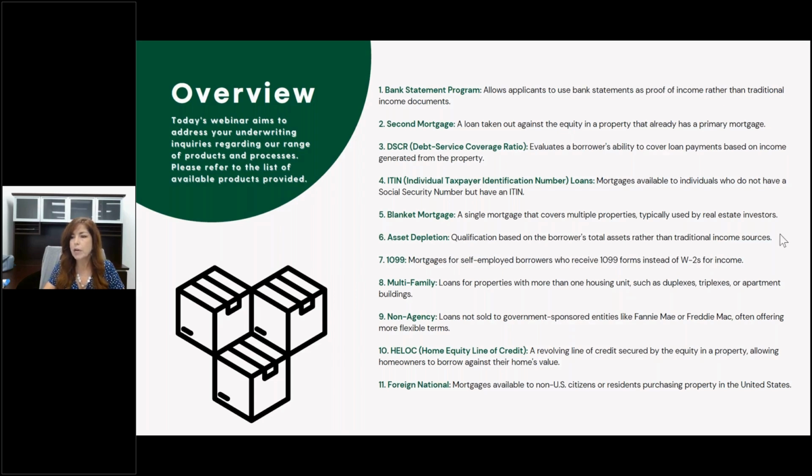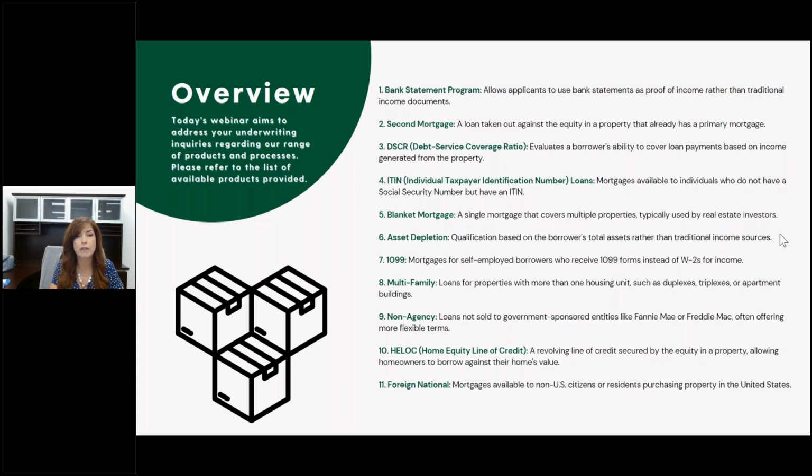The next program, will he need a CPA letter? More than likely, on most of our bank statement programs, 1099 programs, we probably will need a CPA letter because we do still have to verify 2 years employment. We do still have to verify ownership percentage, and a CPA letter can help with those things. So yeah, more than likely we will.